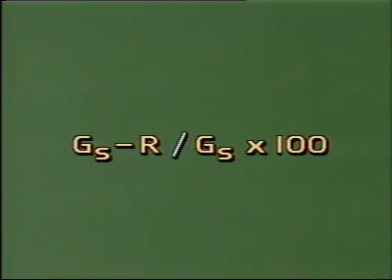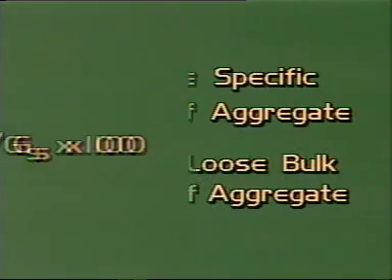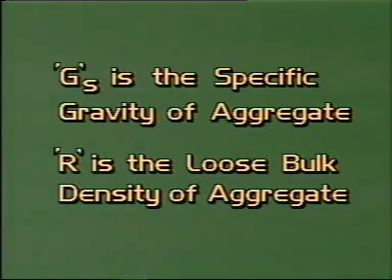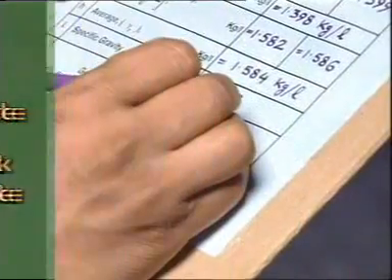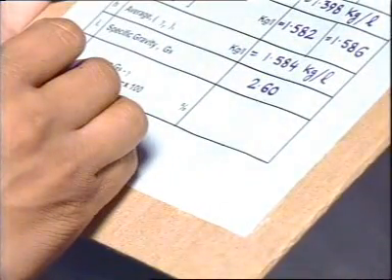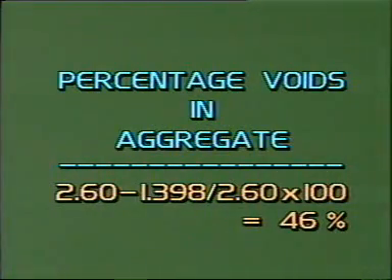by GS multiplied by 100, where GS is the specific gravity of the aggregate and R is the loose bulk density of the aggregate. Assuming the specific gravity of fine aggregates as 2.60, the percentage of voids in aggregates can be calculated as (2.60 minus 1.398) divided by 2.60 multiplied by 100, which is approximately equal to 46%.